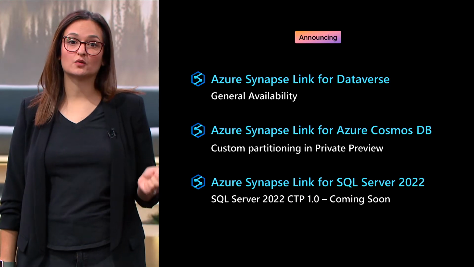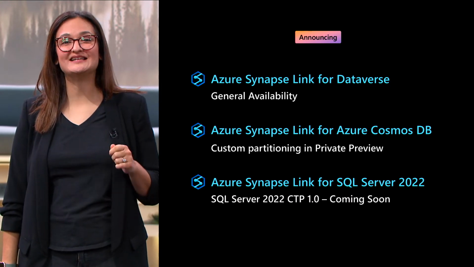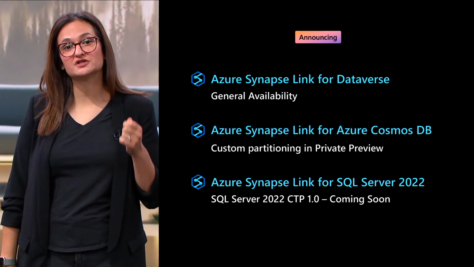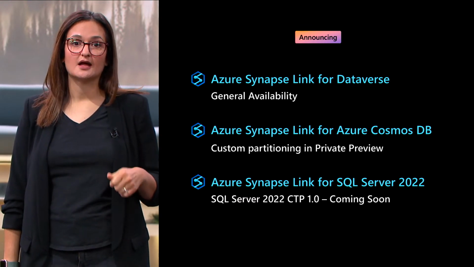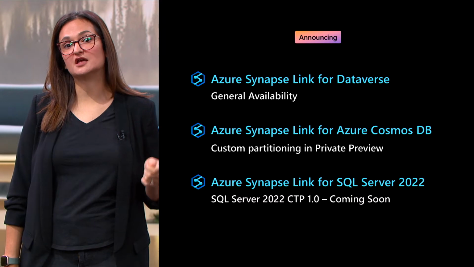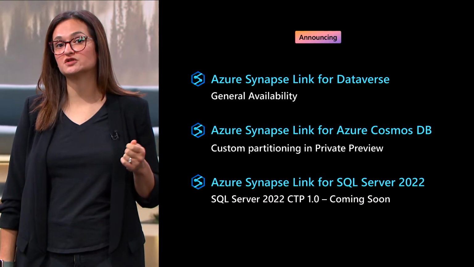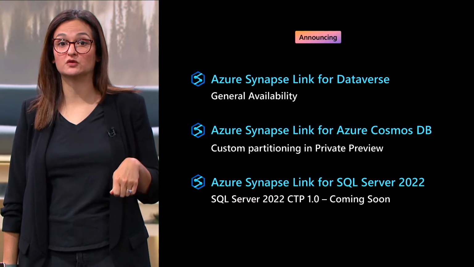And finally, we're expanding Synapse Link capabilities even further to enable SQL Server 2022 as a source system for operational data. This will be available in the upcoming community technical preview of SQL Server 2022 that we will release shortly. This will be a huge time saver for customers, helping users get to insights on data stored in SQL faster than ever before.